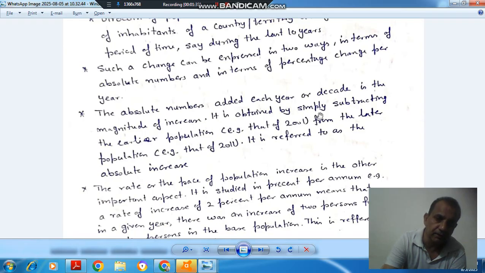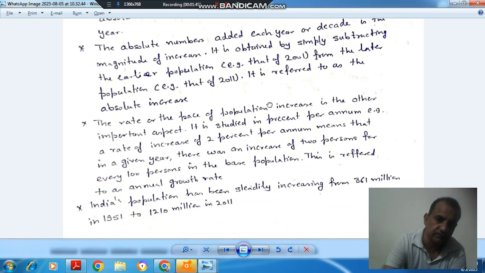Next point, the absolute numbers added each year or decade is the magnitude of increase. It is obtained by simply subtracting the earlier population, for example that of 2001, from the later population, for example that of 2011. It is referred to as absolute increase.